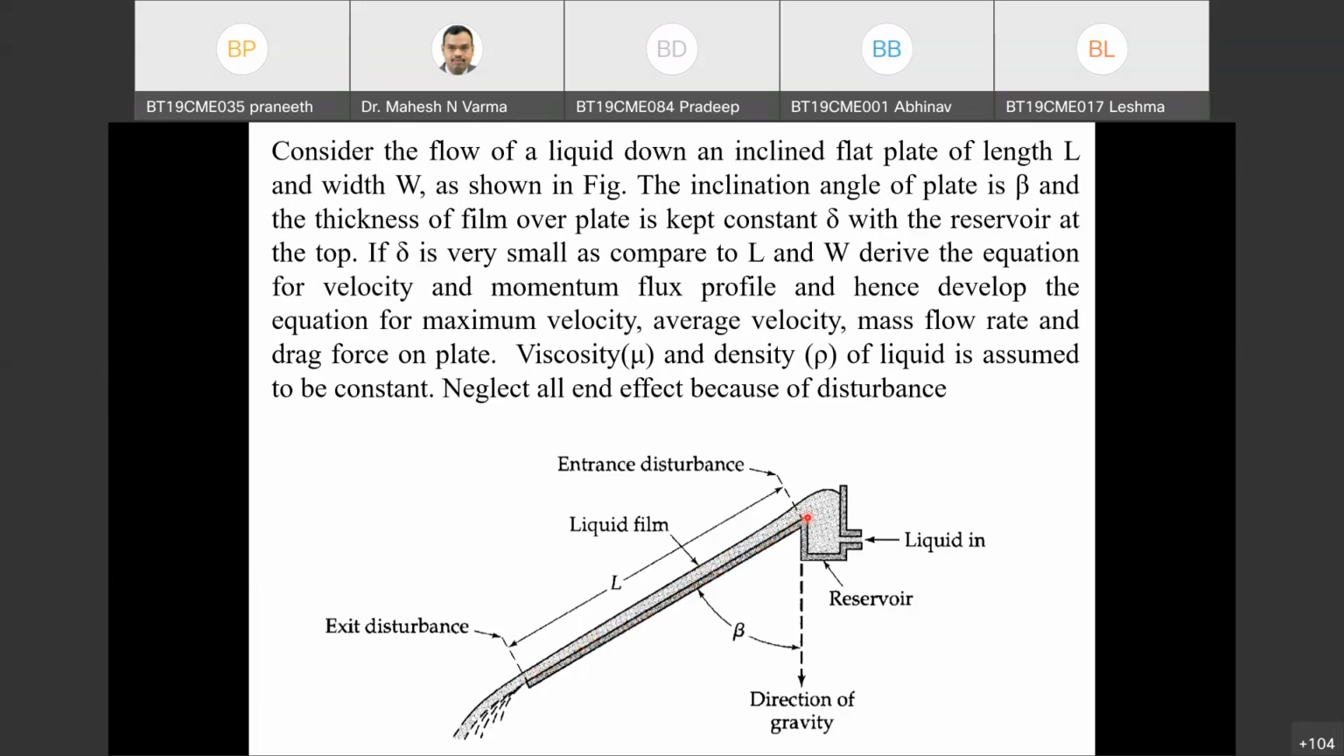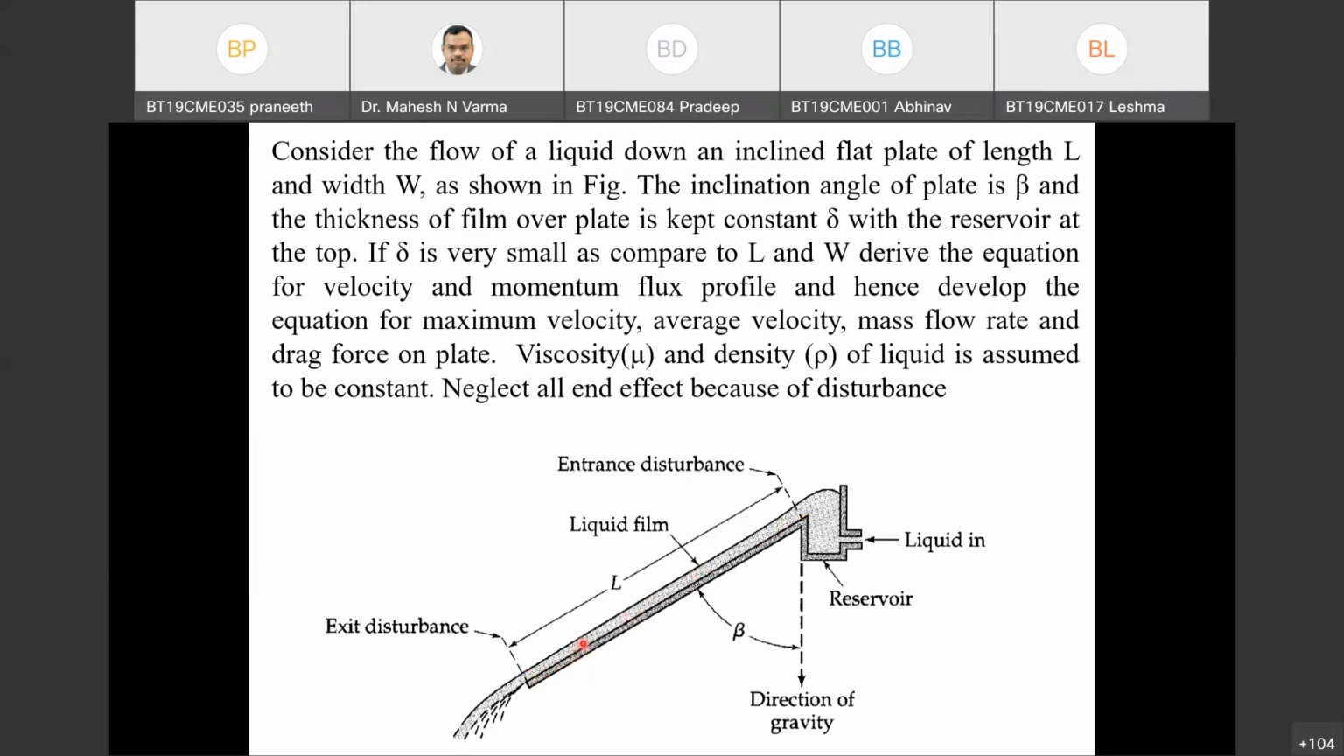Flux would be zero at the liquid-gas film interface. Here also velocity will be zero according to no slip. According to no slip, what will be zero at this interface? Velocity will be equal to 0. So velocity equals 0 at this interface. So this is a solid plate and this is the liquid flowing over.